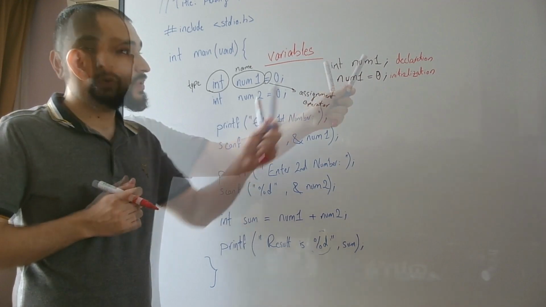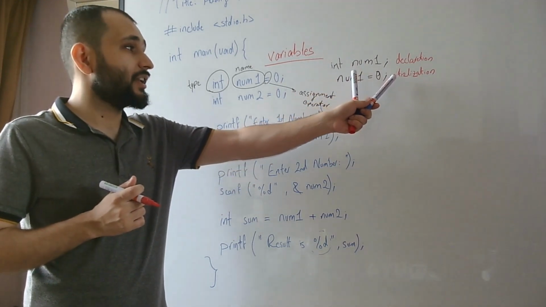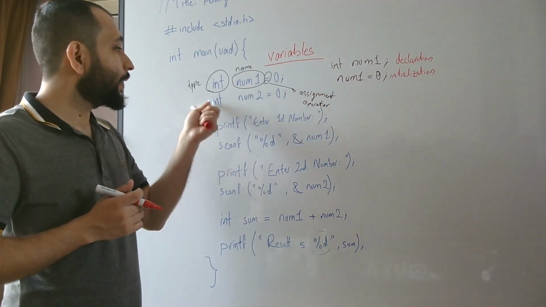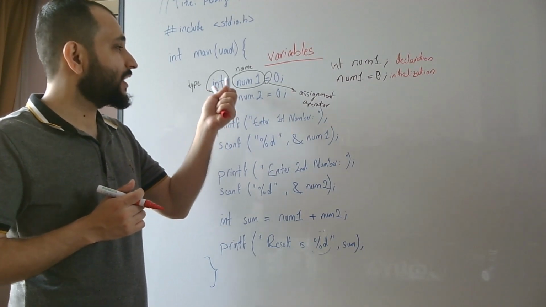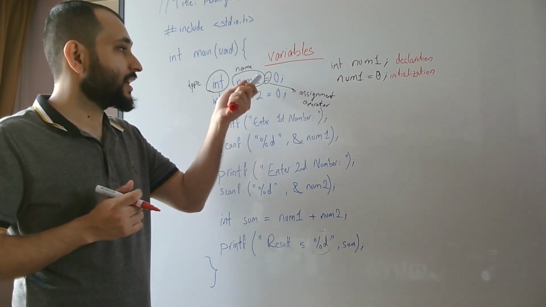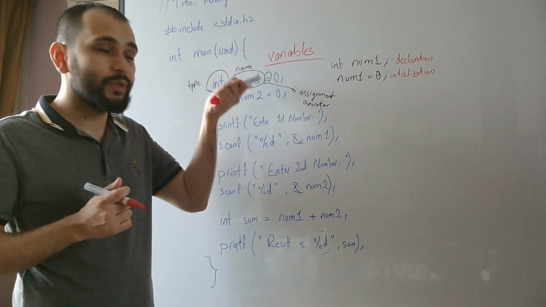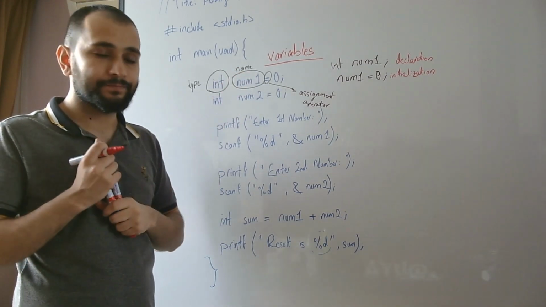So now you know the declaration and initialization of variables. In this line of code, both the declaration and initialization have happened in the same line of code, and that is possible as well.